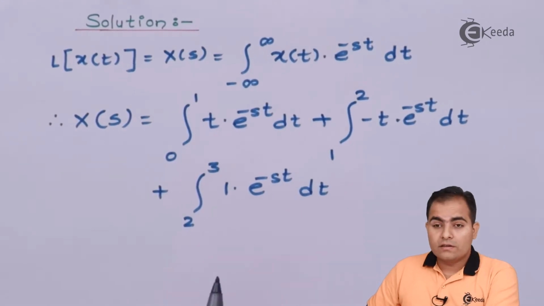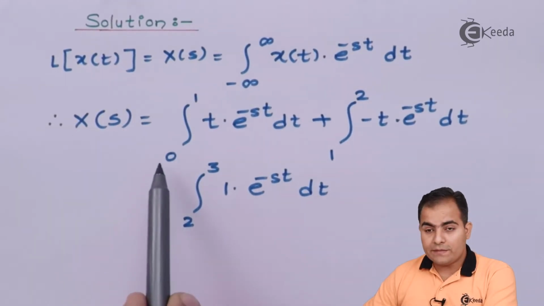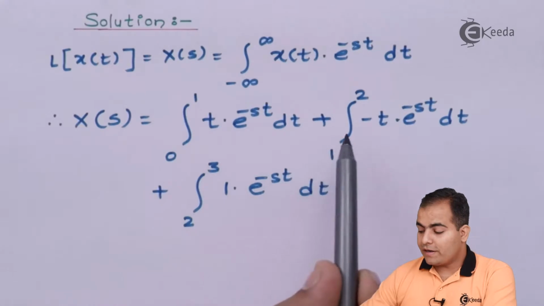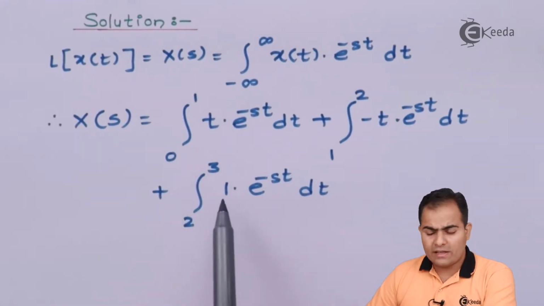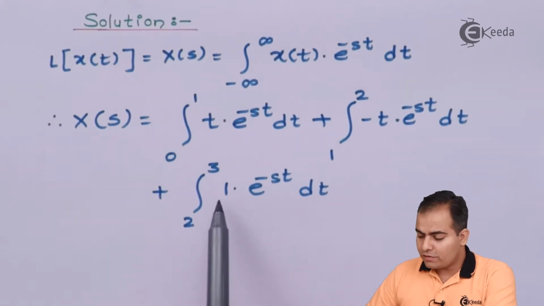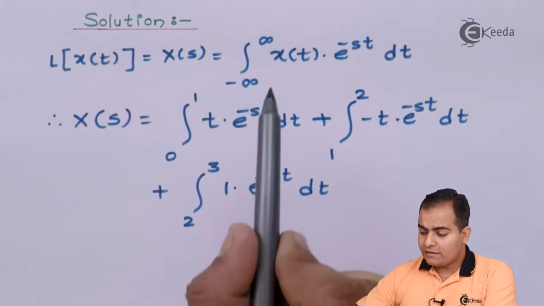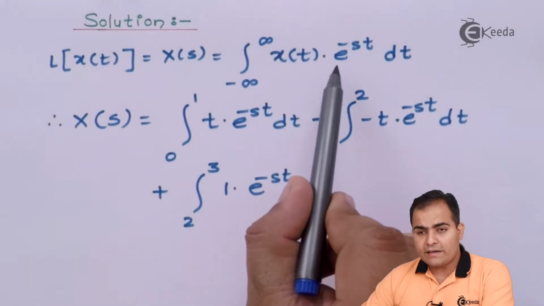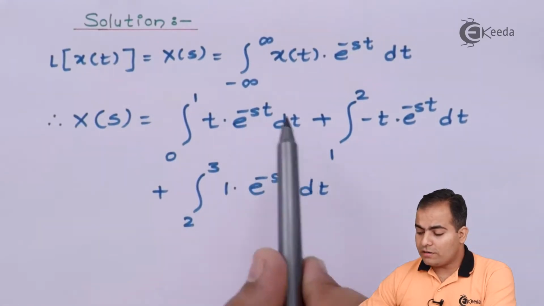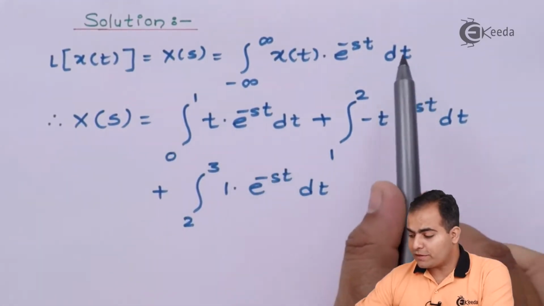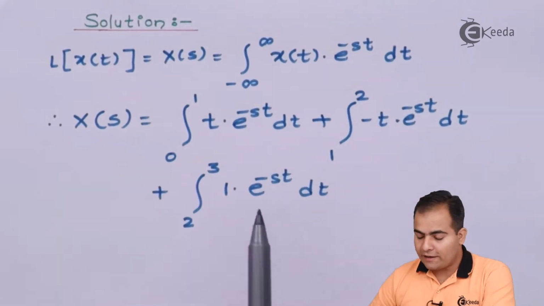So the value of x of t in between 0 to 1 is t, whereas in between 1 to 2 it is minus t, and in between 2 to 3 we have, as in the question, one square wave and the amplitude is constant, which is 1. So I have written over here. Now these are the values of x of t which are multiplied by e to the power minus st. That's why I have multiplied it by e to the power minus st, and all this product is integrated with respect to time t. That's why I have written dt at the end.